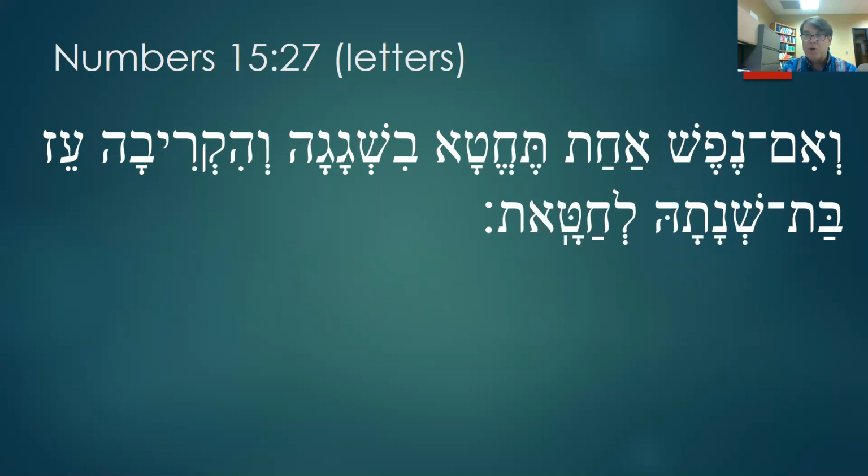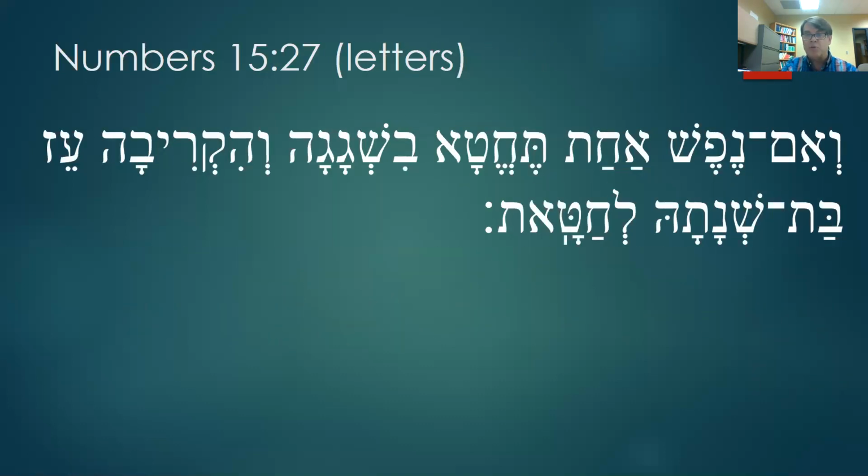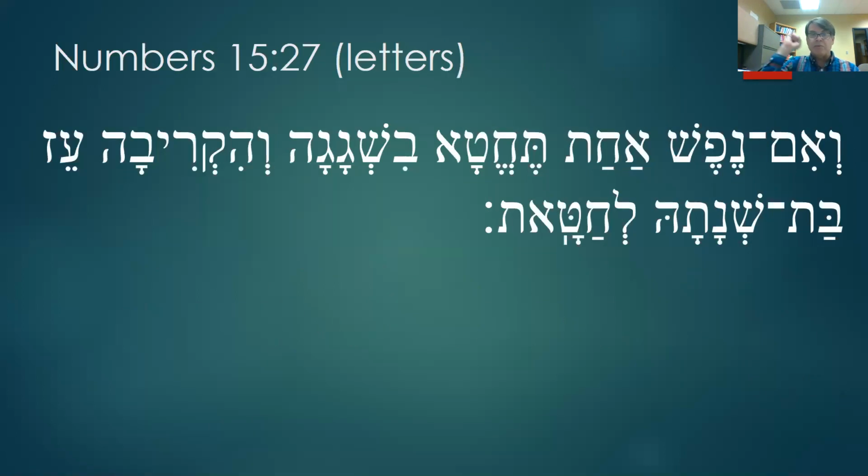Okay, so there you have the letters for today. We're looking at Numbers 15, 22, 24, and 27 this week. We have, first of all, the first two verses relate to a community sin, a corporate sin, collective sin. And then the second one deals with an individual sin. And so there are such things as corporate sins in the Old Testament, and then also individual sins.